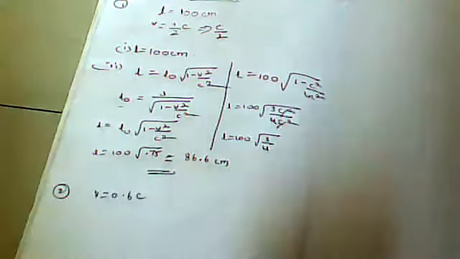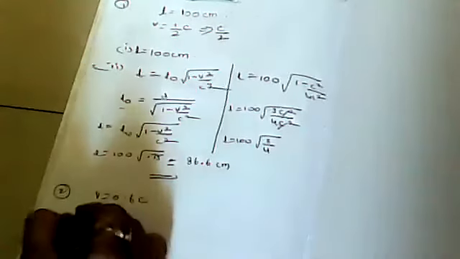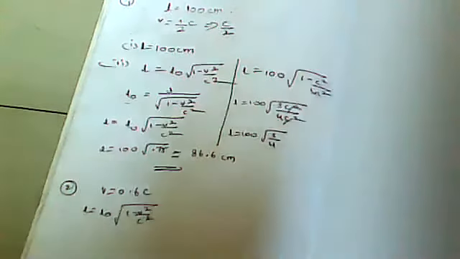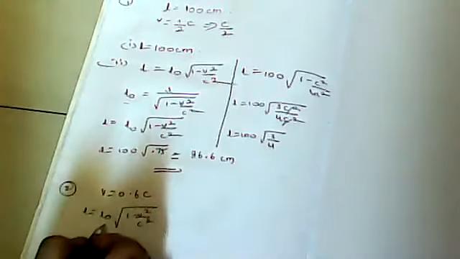So percentage of contraction means nothing but this formula only we have to use. L is equal to L naught root of 1 minus V square by C square. Okay, right. So we don't know L, we don't know L naught too, right? So they asked to calculate the percentage of contraction. So percentage of contraction means, for example, what is the percent of 2 in 5? We do 2 by 5 into 100, right? So percentage of L in L naught they are asking.